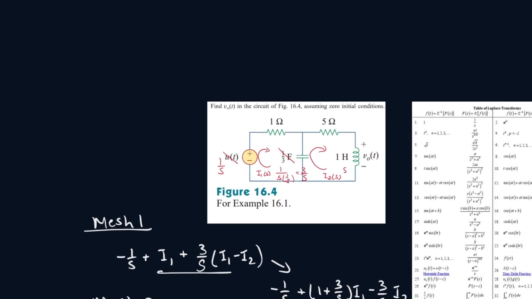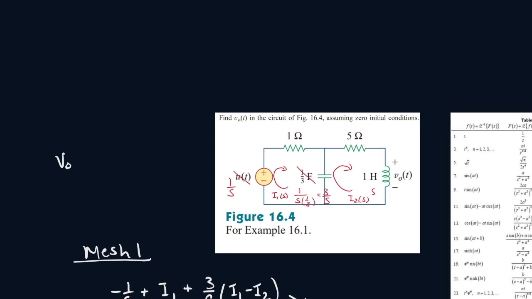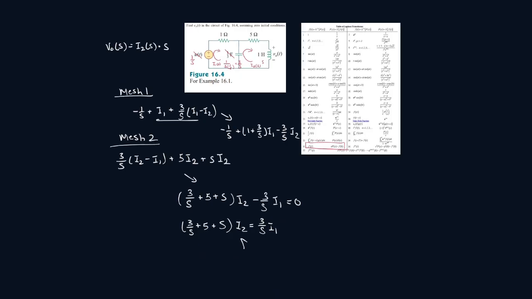So right now we're trying to find Vo of t. First we have to find Vo of s, which will be equal to I2 of s times s, okay? So we have to solve for I2, all right?